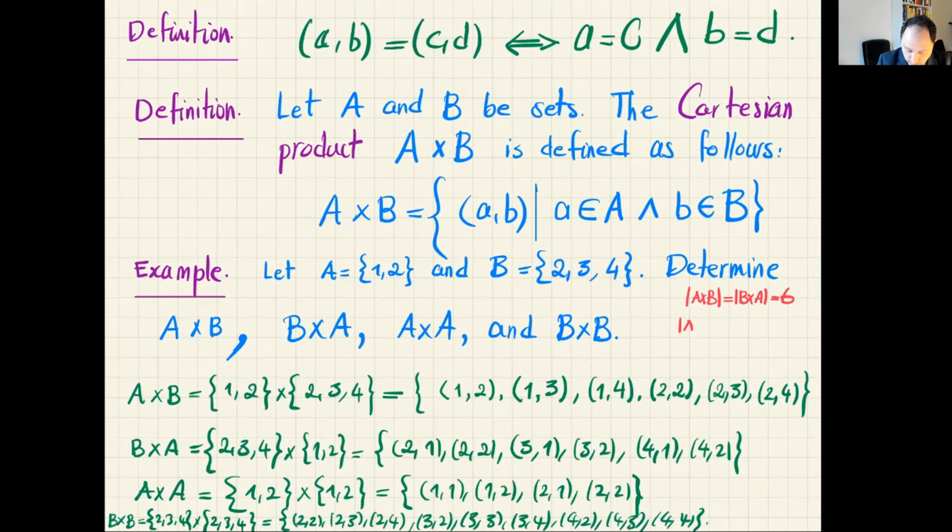What is the cardinality of A cross A? It is 4. What is the cardinality of B cross B? If you count them, it is 9. Yes? But let me ask you, if I ask you what is this, can you answer this? What is the intersection of these two sets? Is there any intersection between these two?